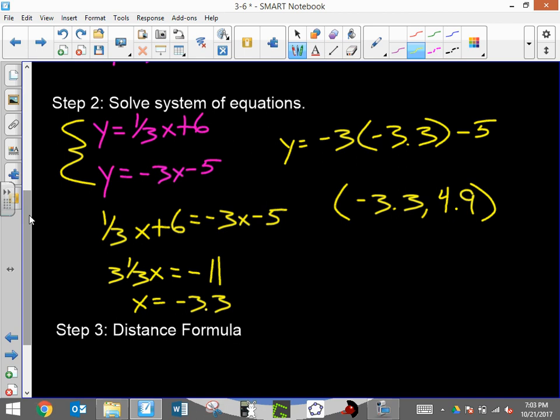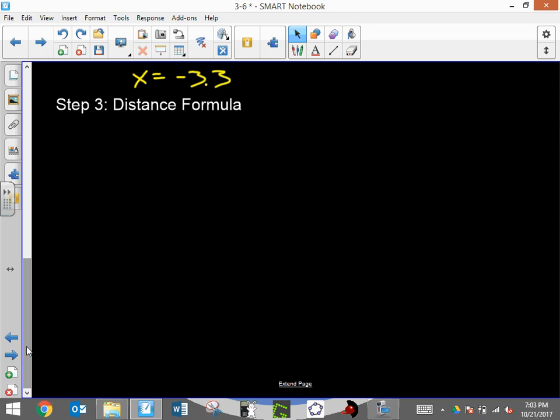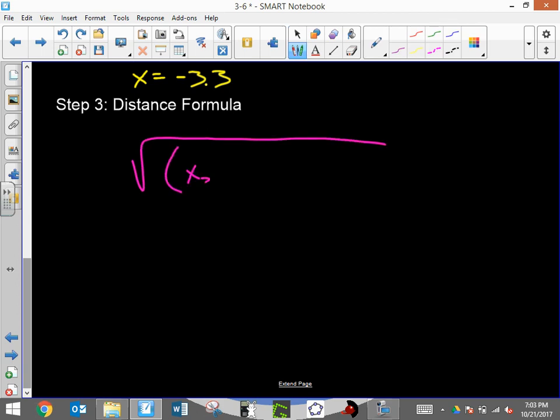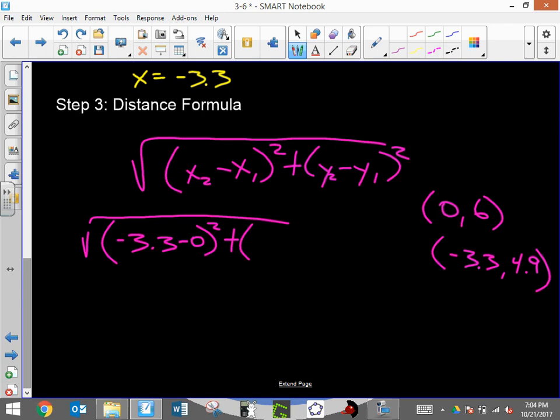Okay, and then I'm going to use that point and the point from up above that I starred for my distance formula in step 3. So in step 3, I'm going to use that distance formula, big square root, x sub 2 minus x sub 1 squared plus y sub 2 minus y sub 1 squared. I'm using the point (0, 6), and I'm using the point (negative 3.3, 4.9). And here we go. So I've got big square root, x sub 2, let's go negative 3.3 minus 0 squared plus my 4.9 minus 6 squared.